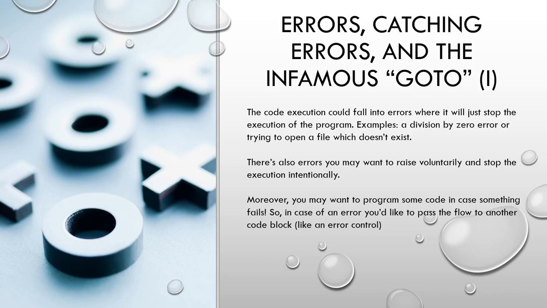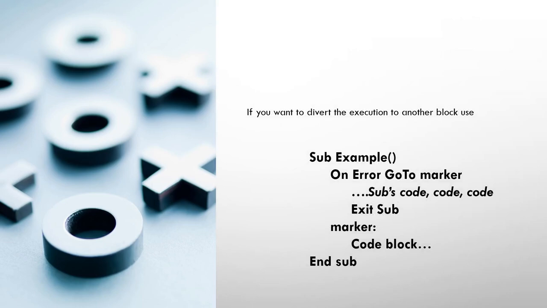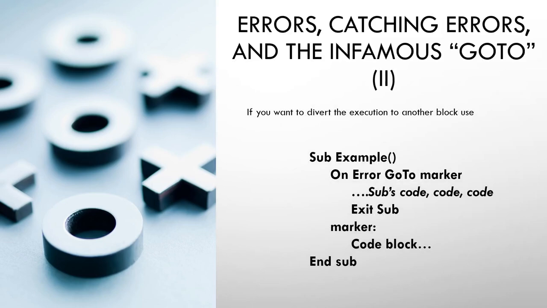But there's also errors you may want to raise voluntarily and stop the execution intentionally. Even moreover, you may want to program some code in case something fails. So in case of an error, you'd like to pass the flow to another code block, like a mitigation, like an error control. In those cases, different languages offer different solutions, mainly try-catch blocks, because Visual Basic for Applications is not as robust as some other general programming languages.